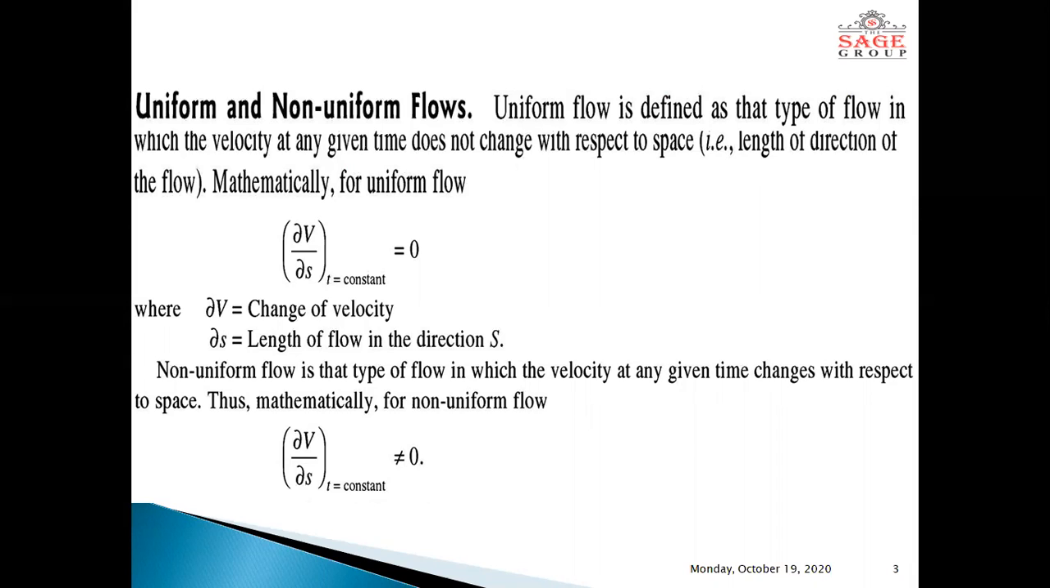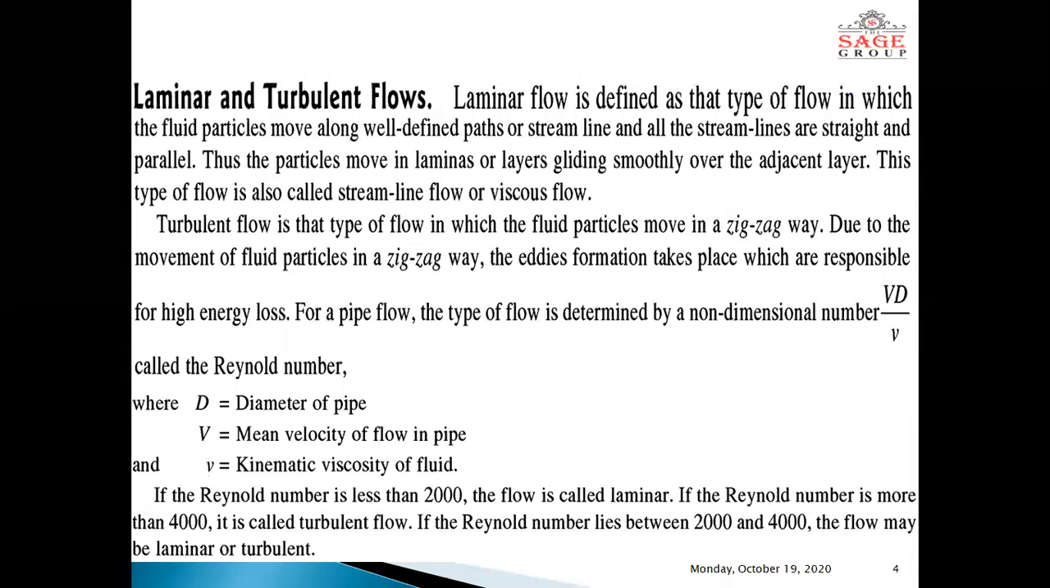Non-uniform flow is that type of flow in which the velocity at any given time changes with respect to space. Thus, mathematically, we can say that for non-uniform flow, del V upon del S is not equal to 0, where time is constant. Third is laminar flow and turbulent flow.